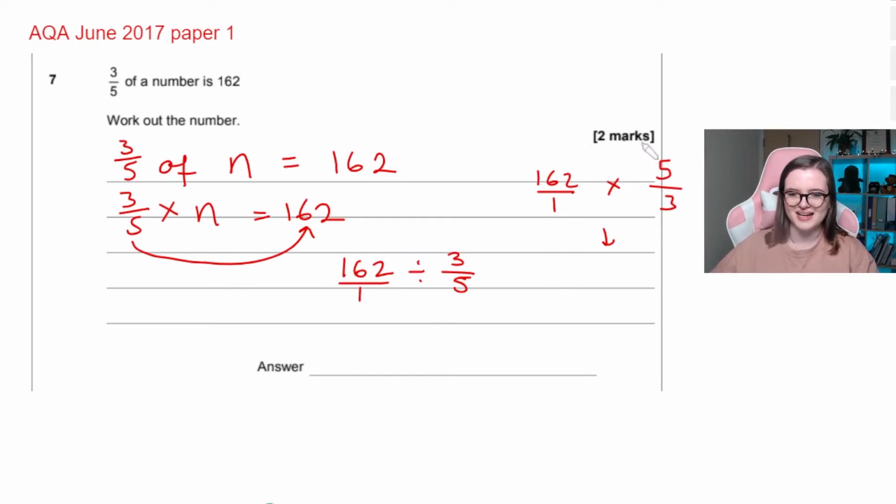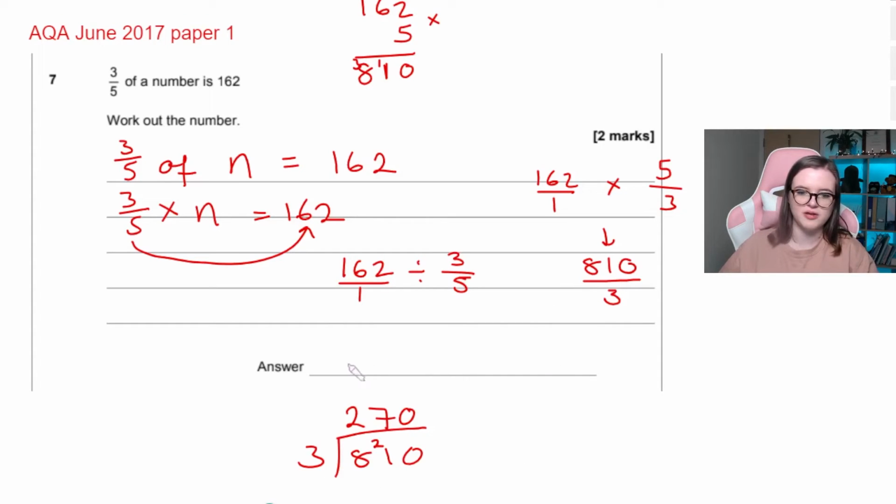So let's then continue. So 162 times 5, whatever that may be. Let's put that up here. 162 times 5 is 810. Okay, so that's 810 over 3. And then will that divide by 3? Let's check. So 8 plus 1 is 9, so that's a multiple of 3, so it will divide by 3. So let's do that. I'm going to put that down there. So then we're left with 270. And there we are. And that was the 2 marks.